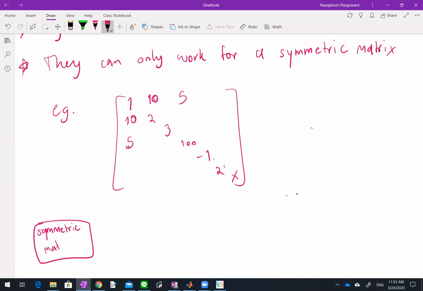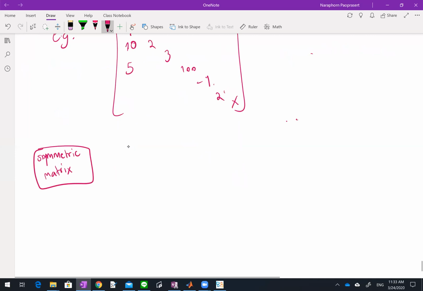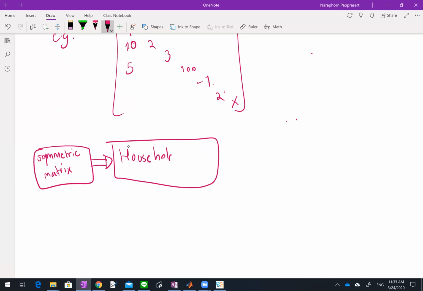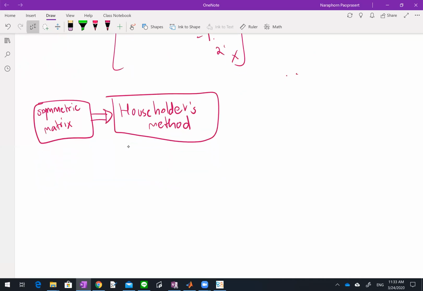The way it works is that you have a symmetric matrix as an input, and then you input it into the Householder method. Householder is the name of a person. What the Householder method is going to do is change the symmetric matrix to be a tridiagonal matrix.